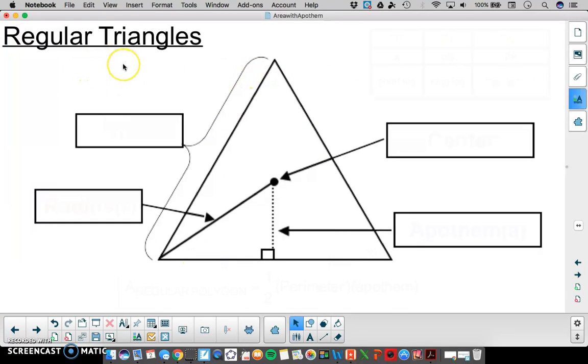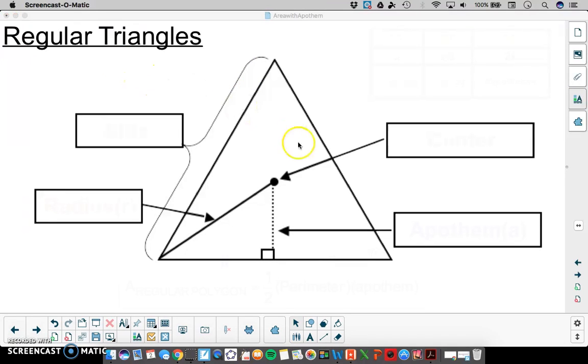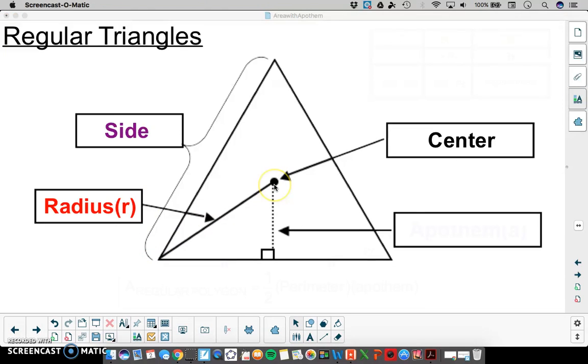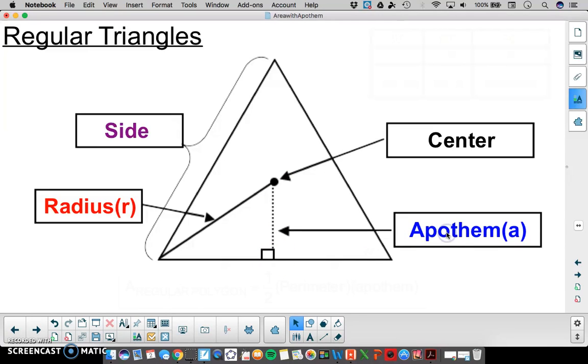First, we're going to take a look at regular triangles, which are equilateral triangles. We're going to label the pieces of this equilateral triangle. This piece right here, that segment, is called the side. The point here in the middle is called the center. The segment that connects the center to each corner is the radius. And the segment that connects the center perpendicular to the side is the apothem. Remember also that the apothem cuts the side in half. So we will have two equal pieces here.